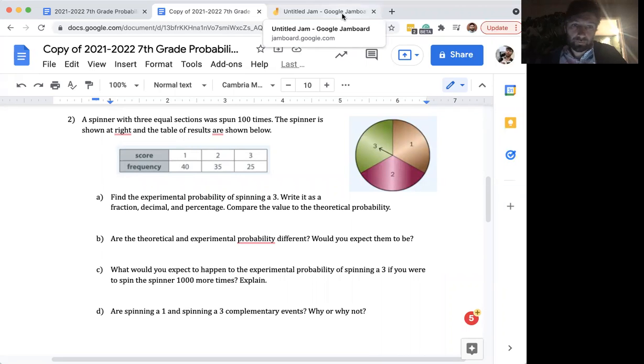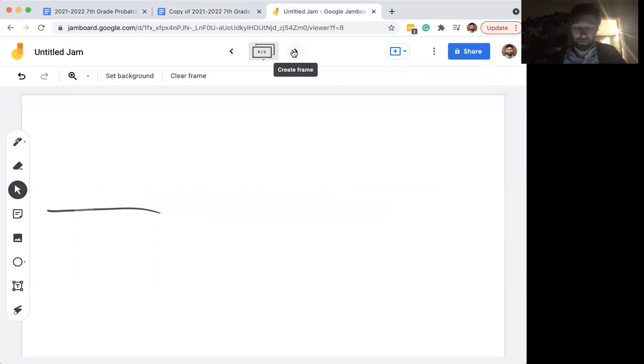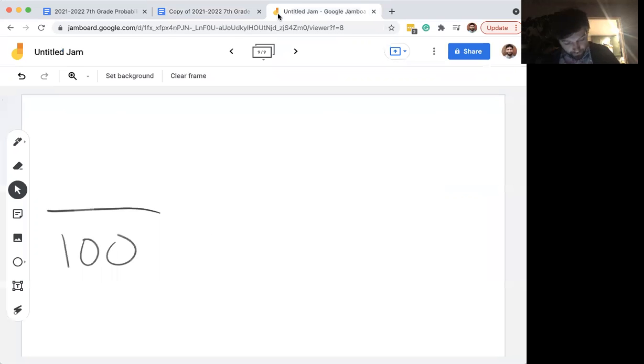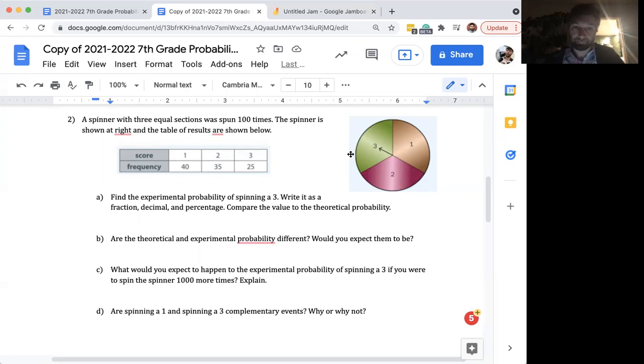Our first question says find the experimental probability of spinning a 3 and write it as a fraction, decimal, and percentage. So remember, we did the experiment, meaning we spun the spinner 100 times. Our denominator will be the total outcomes, and our numerator will be the number of times the outcome we're looking for happened. So 25 times we got a 3. It was 25 out of 100, which we can reduce to 1/4. So 1 out of 4 times, we got a 3.